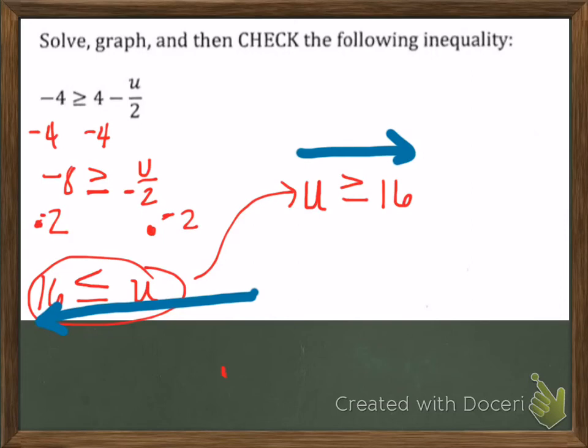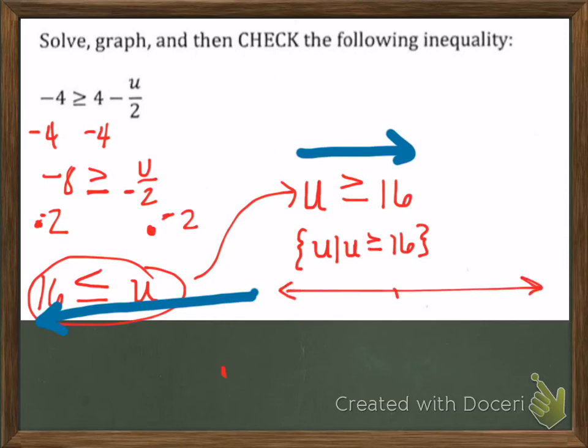So then we have our solution set of u such that u is greater than or equal to 16. And if we're going to check that, we'll put that on a number line. So I'm going to put 0, I'm just going to put 16, -16 for a reference. The or equal to means that that is included, so 16 is included. I'm going to put a closed circle there. Greater than means I'm shading to the right.